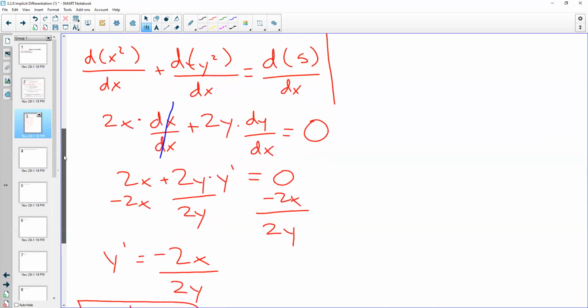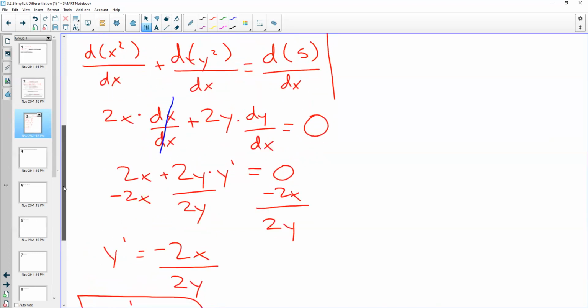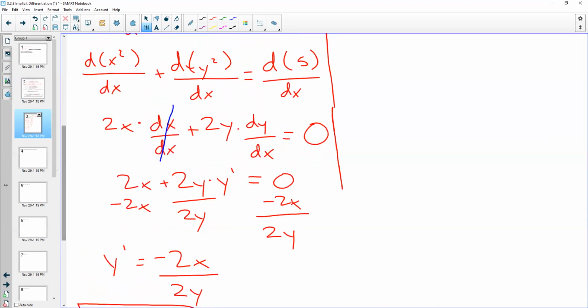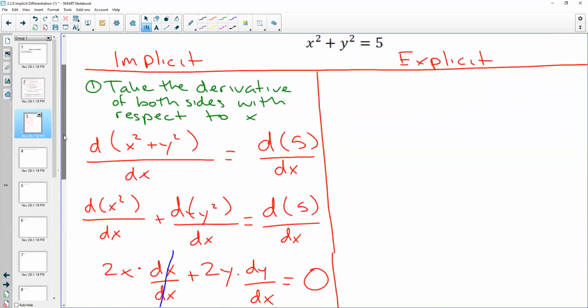So the hardest thing there is just remembering to put in our dy over dx or our y prime when we differentiate a y. Okay, still dividing our page in half because now we're going to do it explicitly. So when we do it explicitly, things are going to be written in terms of x, right? So x squared plus y squared is equal to 5.